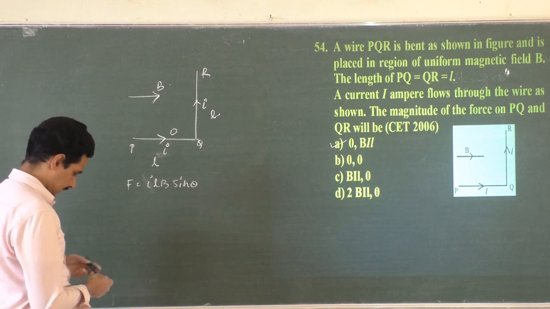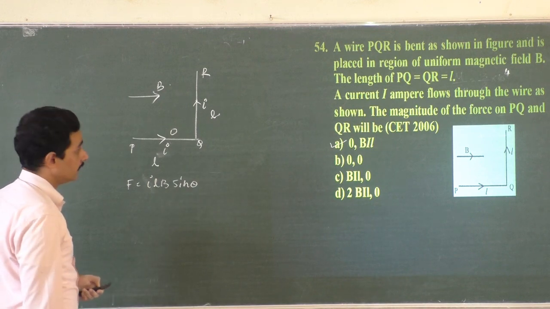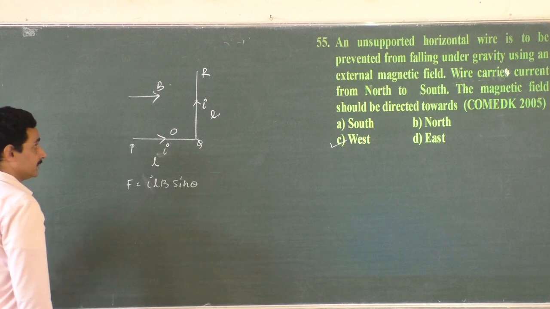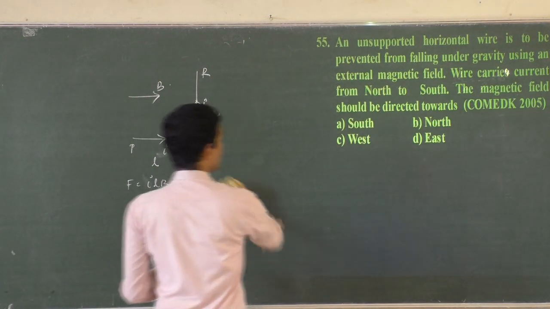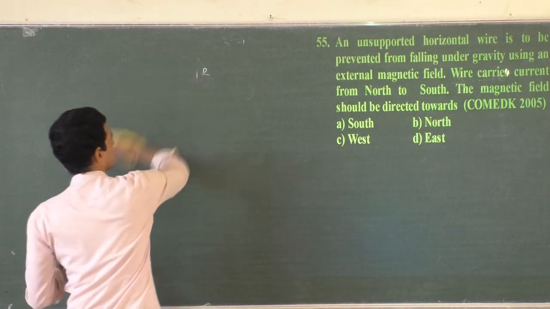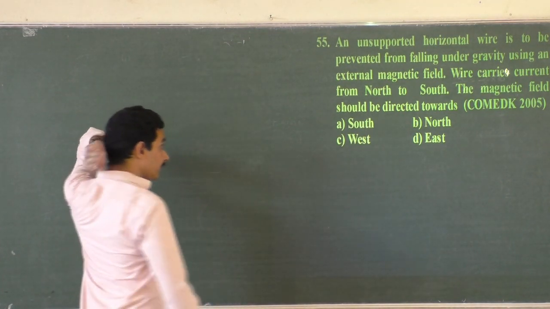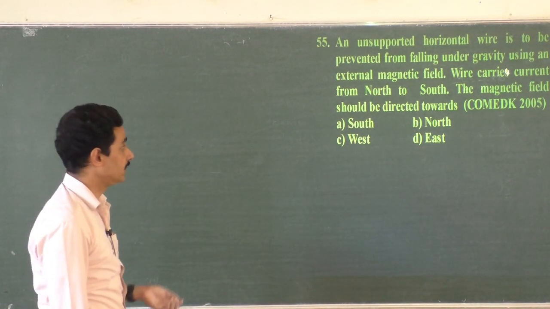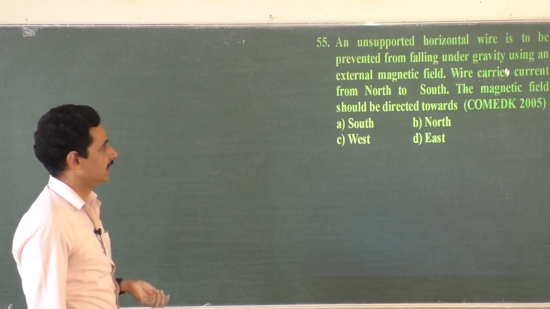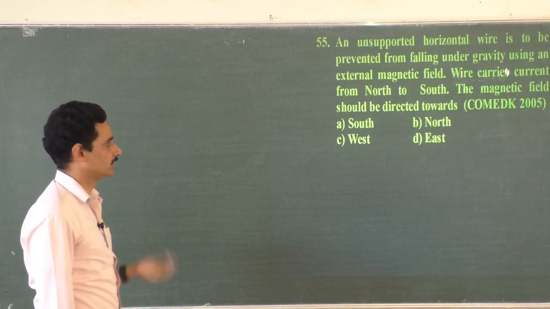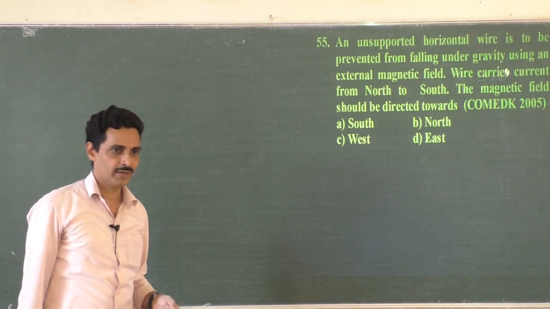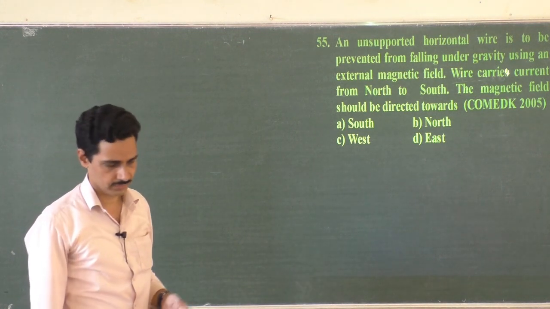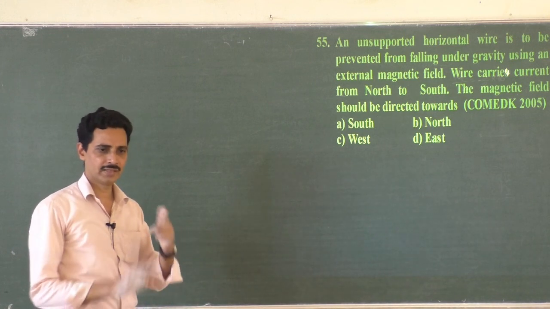This one, yeah, it becomes simple only when you know the things behind this. 55. An unsupported horizontal wire, very good problem, is to be prevented from falling under gravity using an external magnetic field. The wire carries a current from north to south. The magnetic field should be directed towards. Wire carries a current from north to south. So we have to hold the forefinger in the north-south direction.